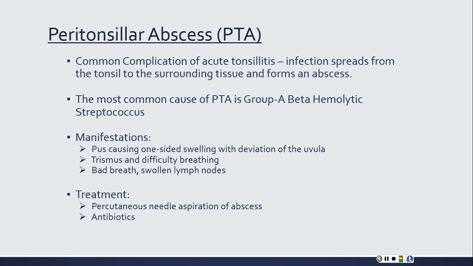Peritonsillar abscess is a common complication of acute tonsillitis. It's an infection that spreads from the tonsil to the surrounding tissue and forms an abscess. Most common cause of a peritonsillar abscess is group A beta hemolytic streptococcus. Manifestations include pus causing one-sided swelling with deviation of the uvula, trismus, difficulty breathing, bad breath, swollen lymph nodes.